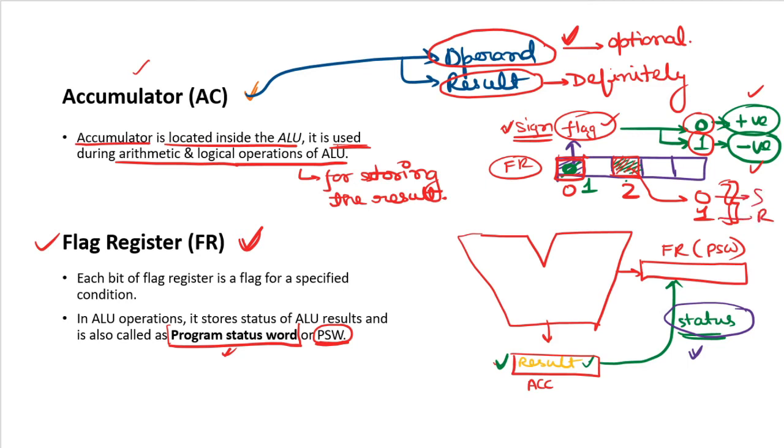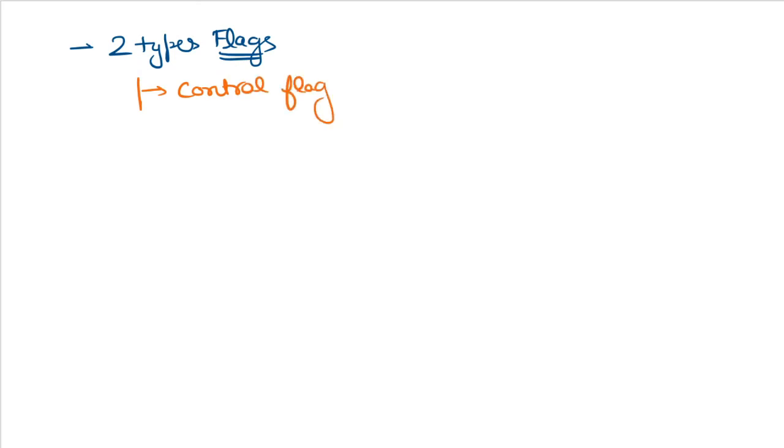Now the question is, what different flags are present inside the flag register? Let's take that question. There are basically two types of flags in a flag register. One is the control flag, and another one is the conditional flag.